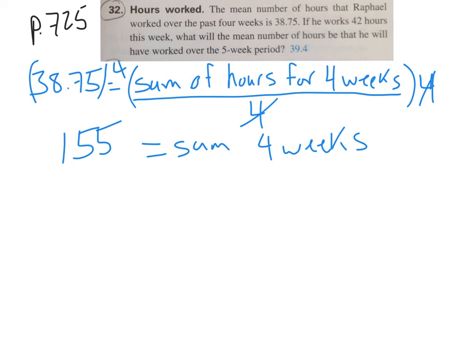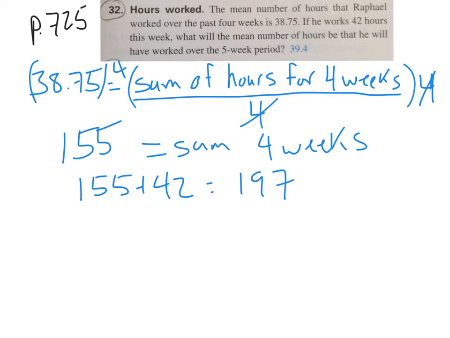So we can add on his 5th week, which they said was 42, right? So if we take our 155, add 42 to it, we should get 197. These are the total number of hours for 5 weeks. Okay, so now we can use this to find our 5-week mean.